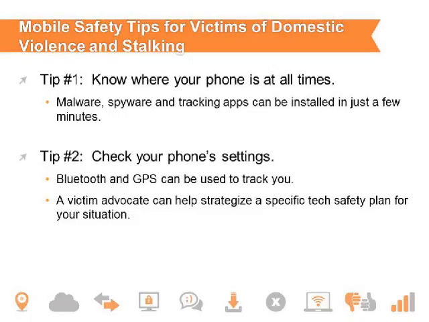The other tip we have is to check your phone settings. Check Bluetooth and GPS, make sure they're turned off when you're not using them, or turn them off at all times, even better. And in your situation, a victim advocate can help strategize the specific safety plan for your situation. It may be, again, that turning off Bluetooth or GPS will immediately anger the person who is your stalker and cause violence, but they also won't necessarily know where you are.